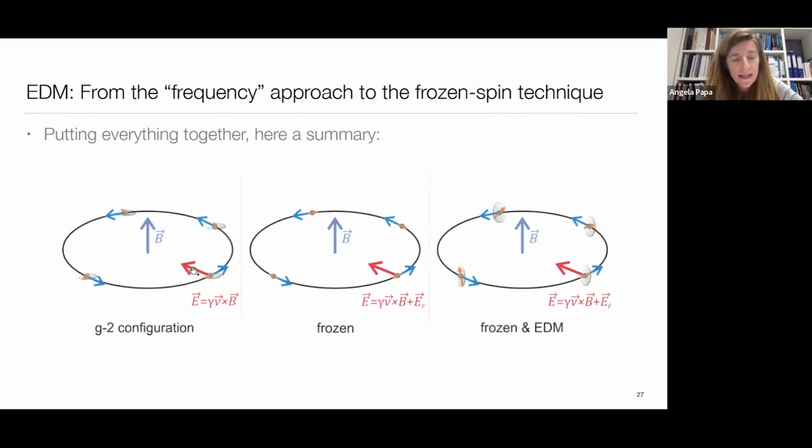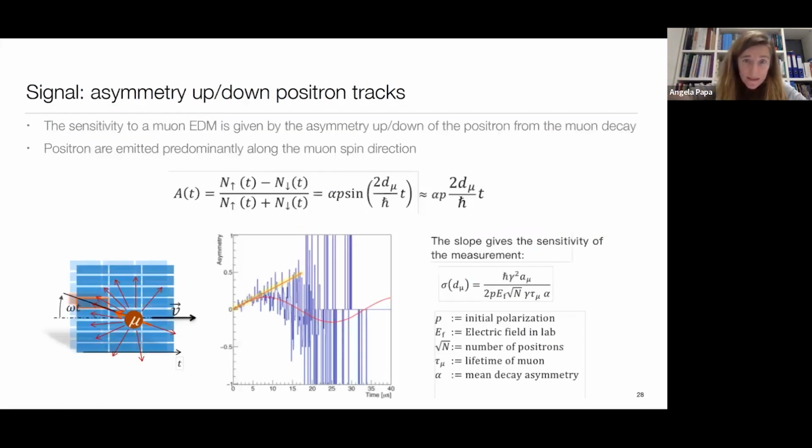And now, if we try to put everything together, comparing with the effort up to now in the G-2 configuration, you see that in the case of the frozen spin technique, at least from the point of view of visualizing everything, the experiment is strongly simplified. There are a lot of issues, but from the conceptual point of view it turned out to be very simple, because we just have to look at this up-down asymmetry with respect to the plane where the muon has been accumulated.